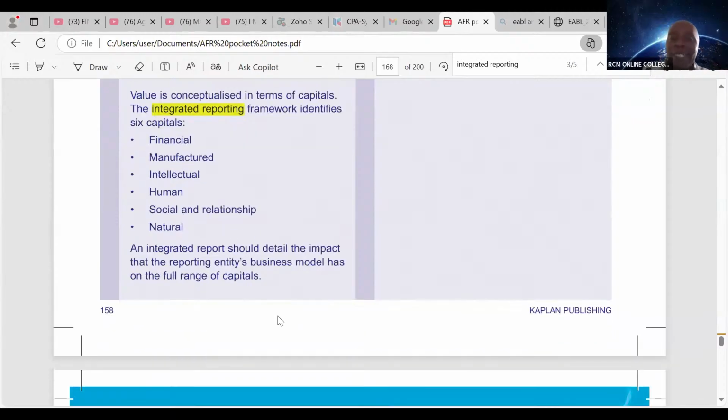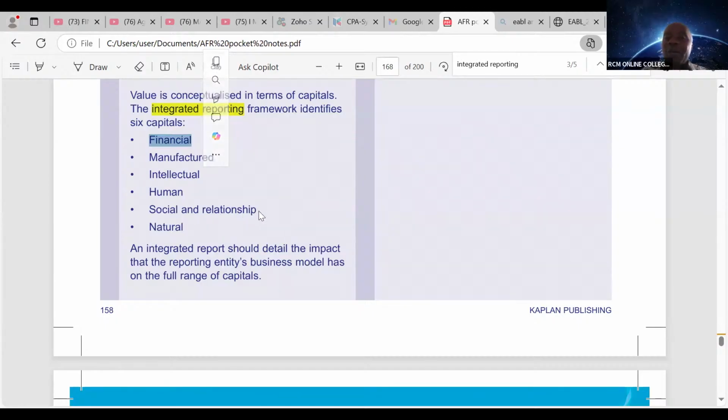An integrated report should detail the impact that the reporting entity's business model has on the full range of capital. So the business model, for example, if we have RCM, we have generated this revenue, this profit. So do we have any retained earnings that will be able to form part of financial capital? Out of whatever profits we have, are we going to invest some of this in some property, plant, and equipment? Do we have anything that we have been able to discover within that we need to trademark? Are we developing our human resources?